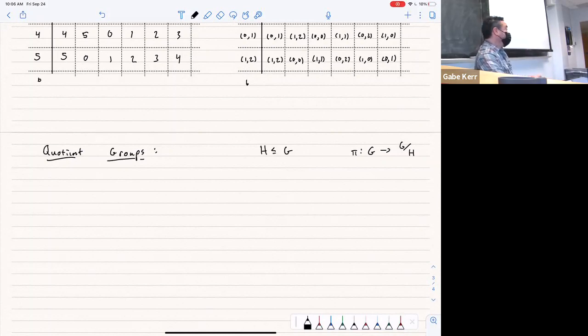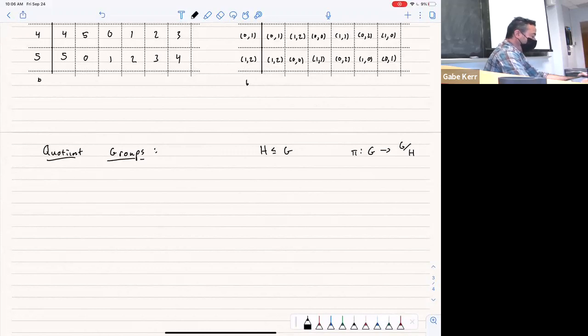There's a map like this that is surjective. It's onto, right? Because everything in here is a left coset. And this gives us a nice partition of G, the left cosets partition G. We don't have any algebraic structure over here, not a priori. It's just some set.